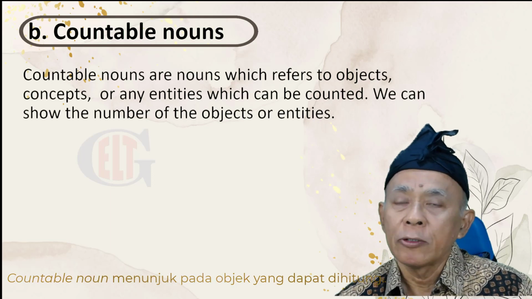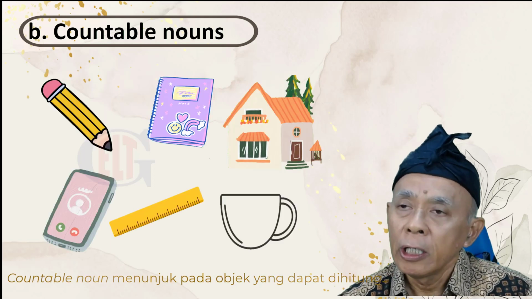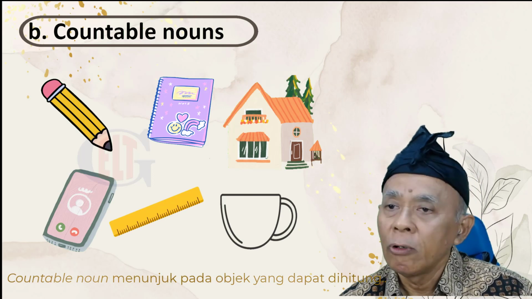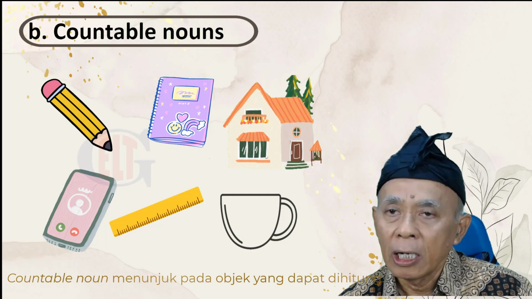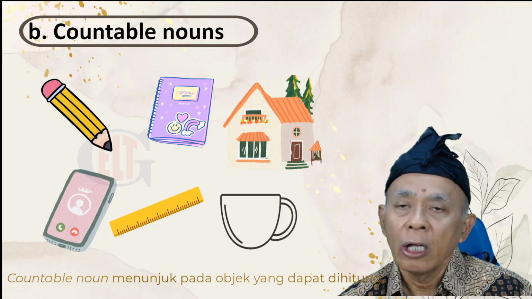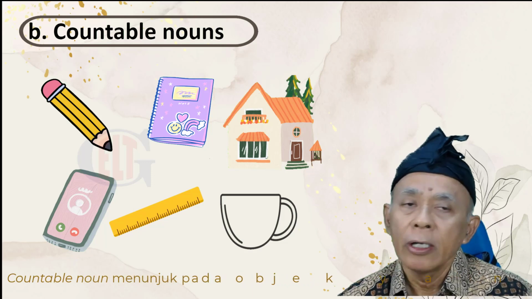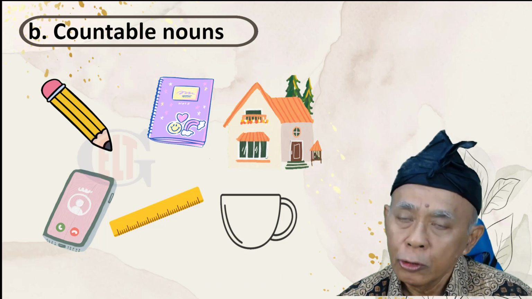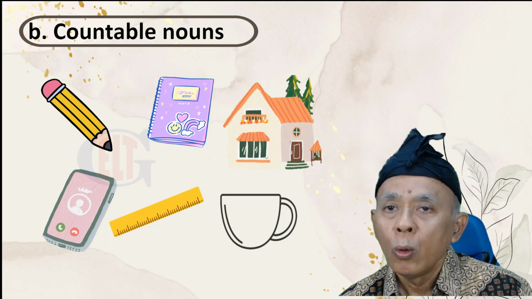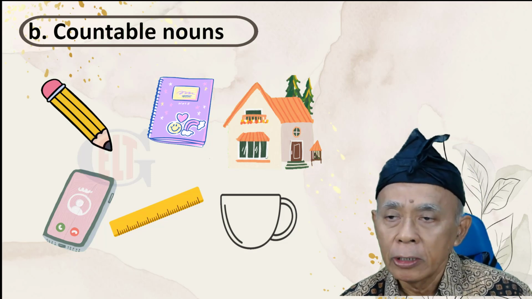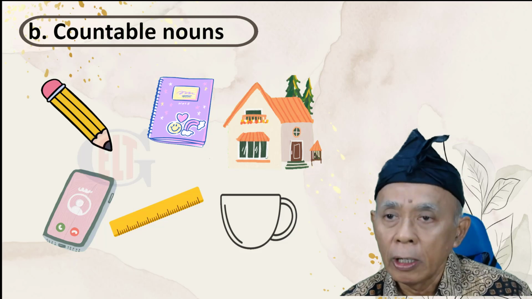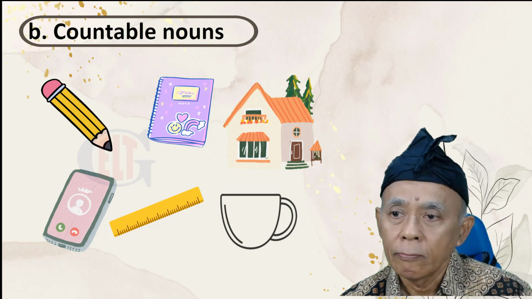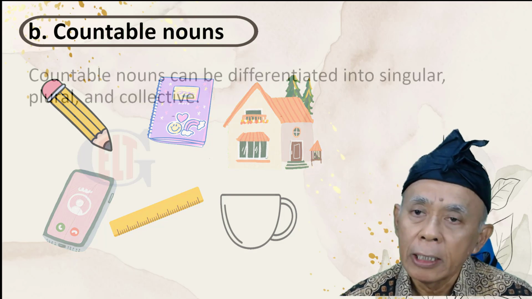Here we have the examples of countable nouns. Here we can say a pencil, a writing book, a house, a cell phone, a ruler, and also a cup. So these words are countable objects. We can say 2 pencils, 3 pencils. We can say 3 notebooks, 2 notebooks, 10 notebooks, 1 house, 2 houses, 3 houses, 1 cell phone, 2 cell phones, and so on. So we can show the number of a countable noun. We can use a number 1, 2, 3, and so on.